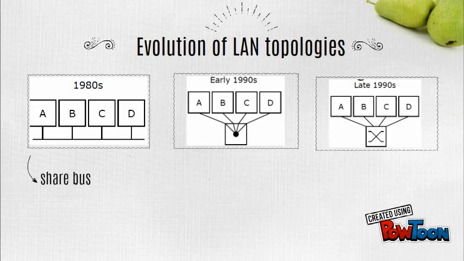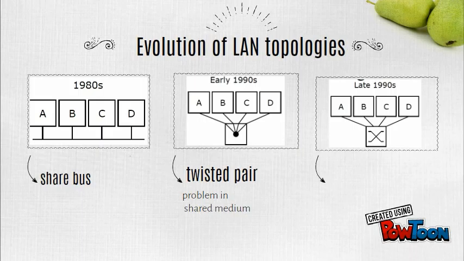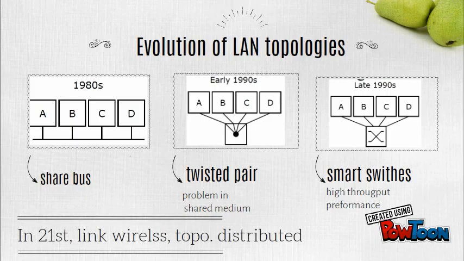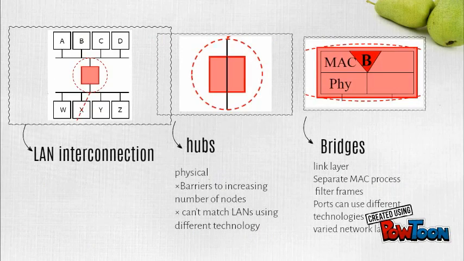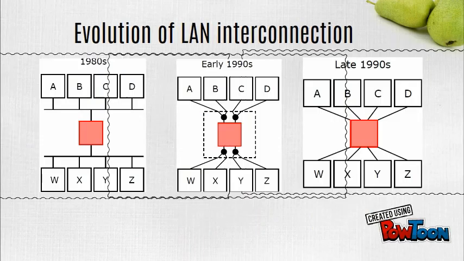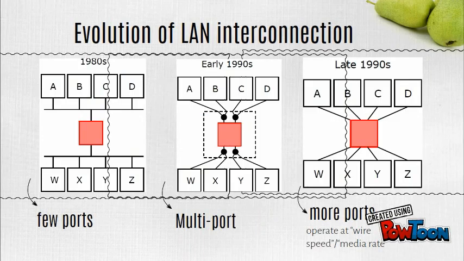The LAN topology initially is shared bus type and then replaced by twisted pair. After that, it became smart switches. Nowadays, because Wi-Fi is popular, it has become distributed again. The main difference between bridges and hubs is that a bridge operates in the link layer and has a separate microprocessor, and ports can use different technology. The LAN interconnection goes from a bridge with few ports to all users having their own LAN ports.